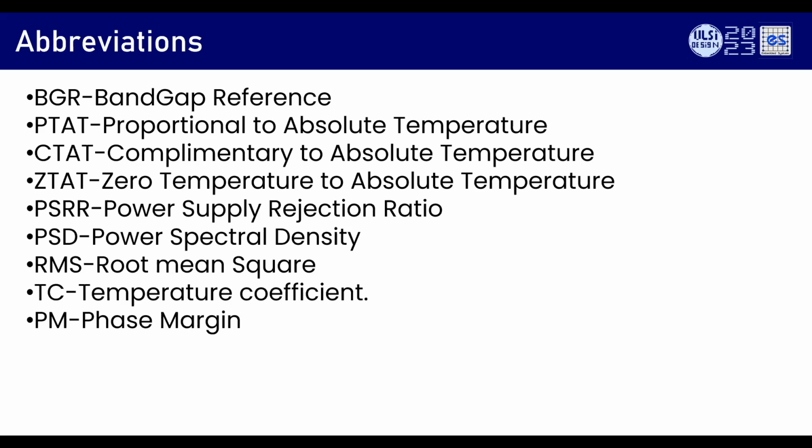These are certain abbreviations we use in the slides. For example, BGR is bandgap reference, PTAT is proportional to absolute temperature, CTAT is complementary to absolute temperature, and so on and so forth. We'll be using these abbreviations in our slides. I will definitely tell you when we are using them.